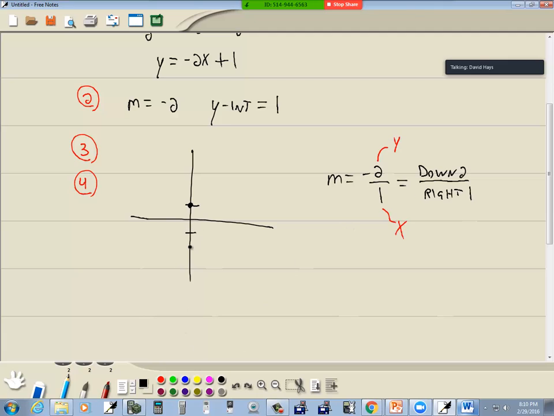So from our y-intercept, we're going to go down 2, right 1. So down 2 and right 1. And usually you visualize this. You don't have to draw those like you're seeing me draw it.